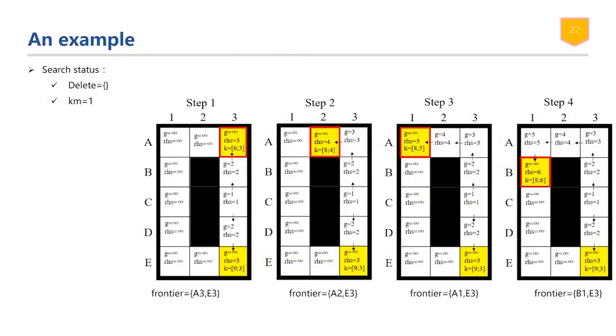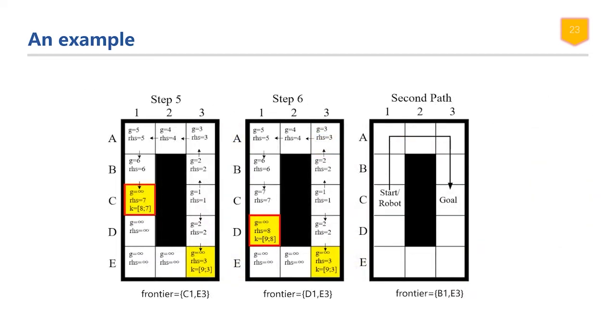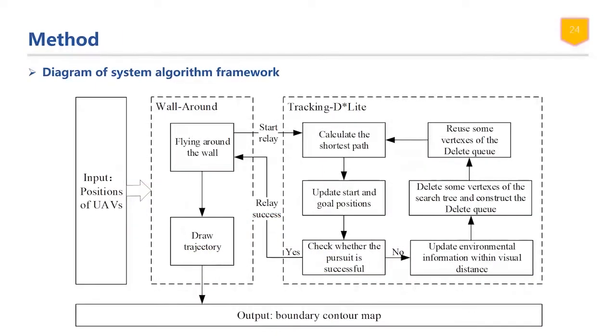Similar to the first search, calculate the shortest path from C1 to the goal, and here is the second path we get. Last is a diagram of the system algorithm framework.